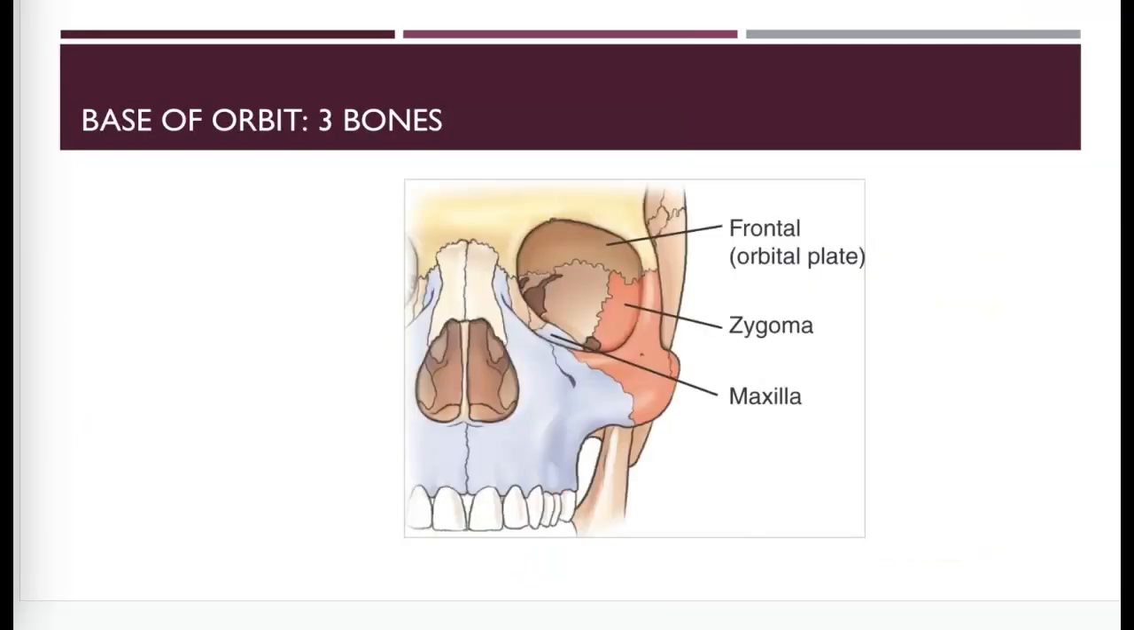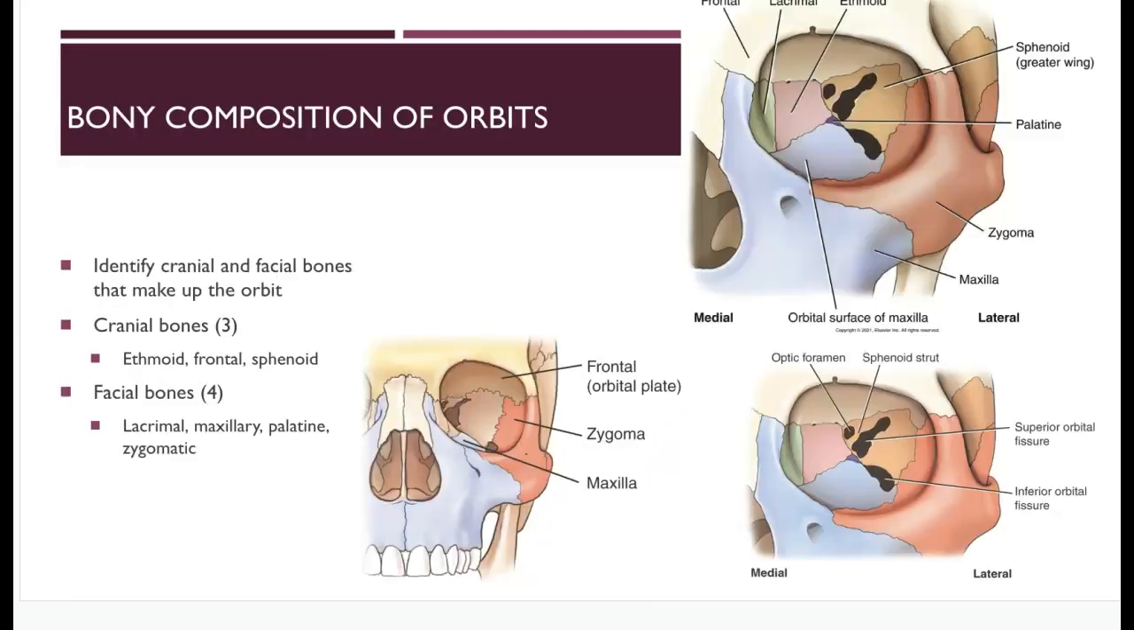So the circumference or the base of each orbit is composed of 3 parts. This is pretty much just like the outside rim of the orbit. So this is the frontal bone, the maxilla, and the zygoma. The medial wall will be the lacrimal, and then the posterior wall will be the sphenoid, the ethmoid, and the palatine bone, which is very tiny.